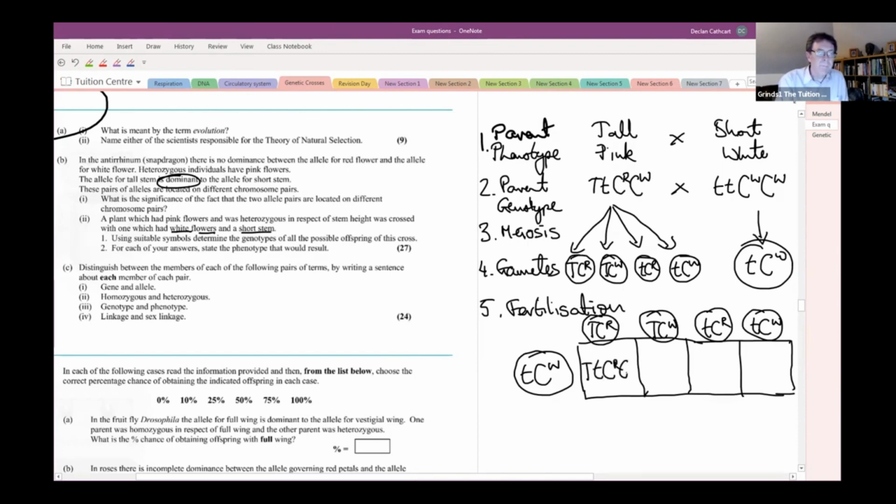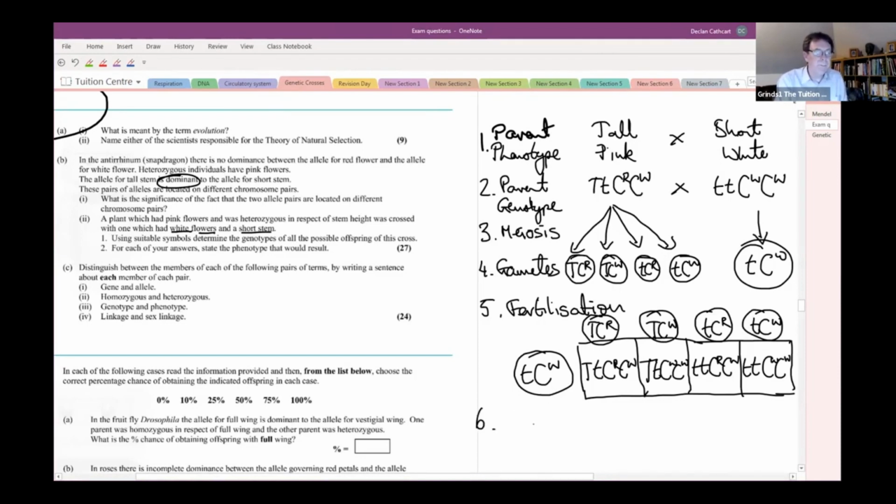And so then you just do the fertilization version, and you would get big T, small t, C big R, CW. Big T, small t, CW, CW, or small t, CR, CW, small t, CW, CW. So you get four different equally likely offspring genotypes, which is what we list next.